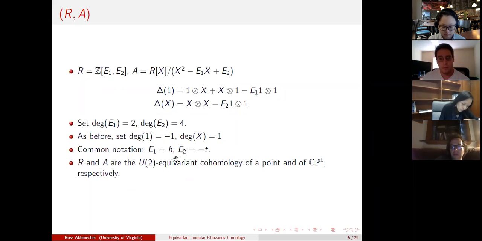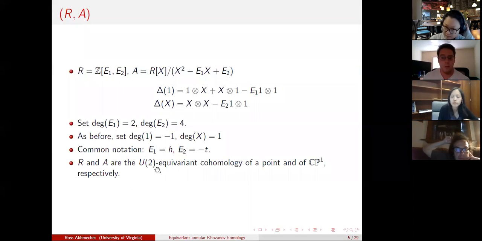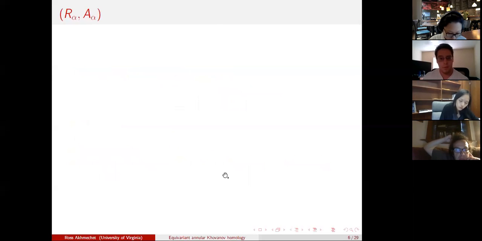The word equivariant comes from this fact that R and A are the U2 equivariant cohomology of a point and of CP1. So U2 acts on CP1 naturally, of course. So that's what the equivariance is from. Okay, so that's all I'm going to say about this for now, and I'll move into the more relevant one.